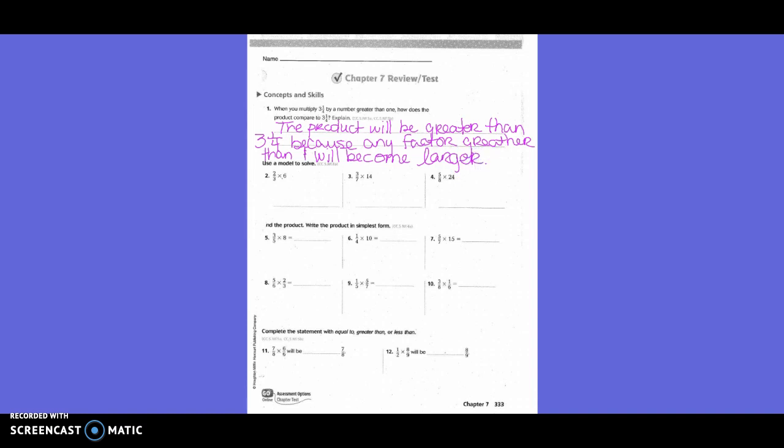Use a model to solve 2/3 times 6. So it says a model. And you guys can draw a model if you like, but if you don't want to do that, then you can just work it out. But let's say that we were going to draw a model. How many wholes am I going to draw? 3, right? So would I draw 3? I would draw 6.